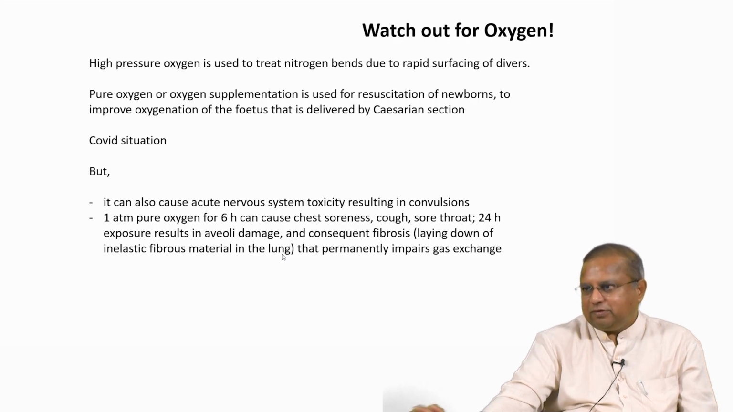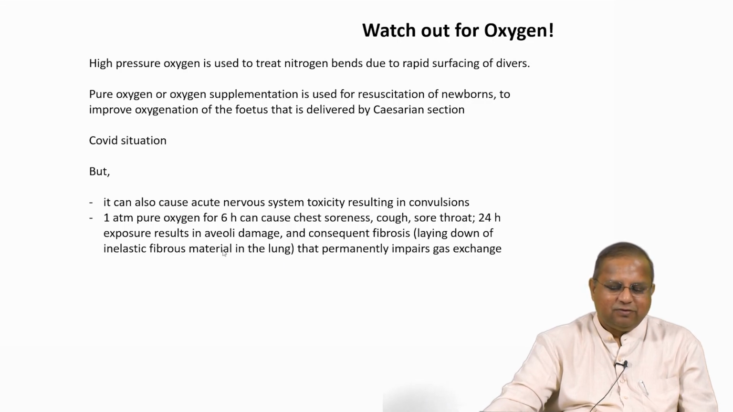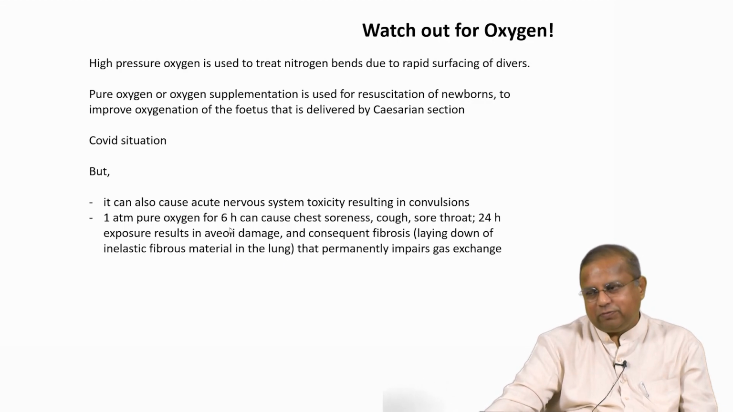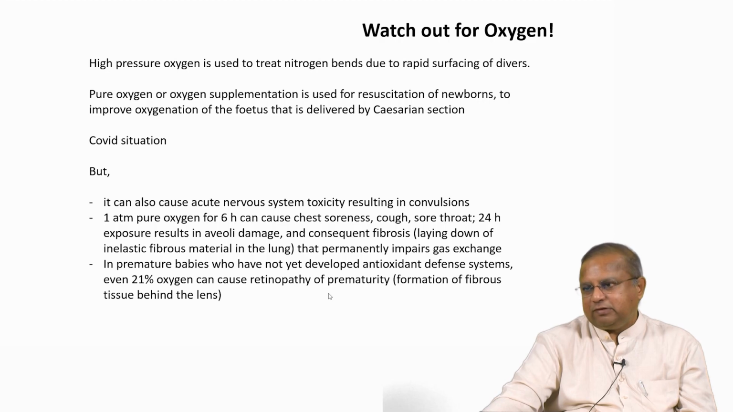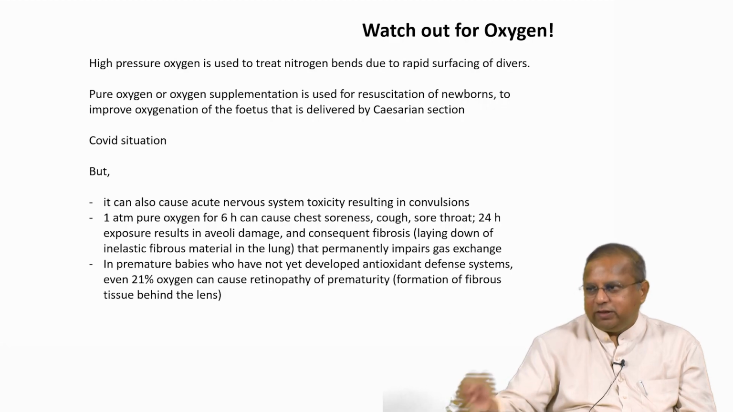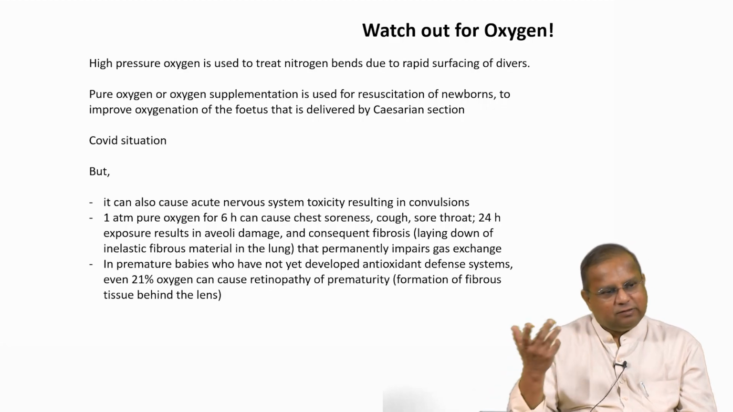So, this is known with regular 21% oxygen. Okay, this is pure oxygen, not 21%. Also, in premature babies who have not yet developed antioxidant defense systems, it takes some time for their immunity to develop and so on. Even 21% oxygen can cause something called retinopathy of prematurity, which is formation of fibrous tissue behind the lens, which leads to blindness straight away. You cannot do anything about the fibrous tissue behind the lens, so that is gone.